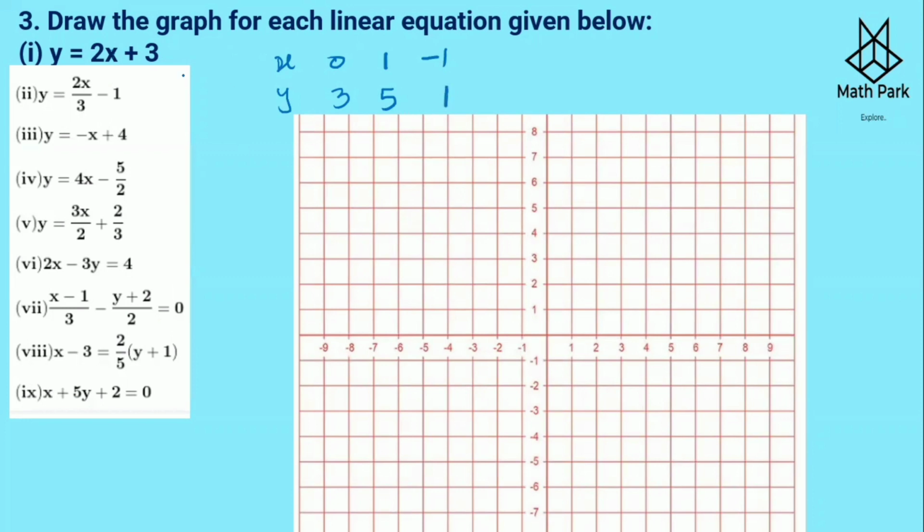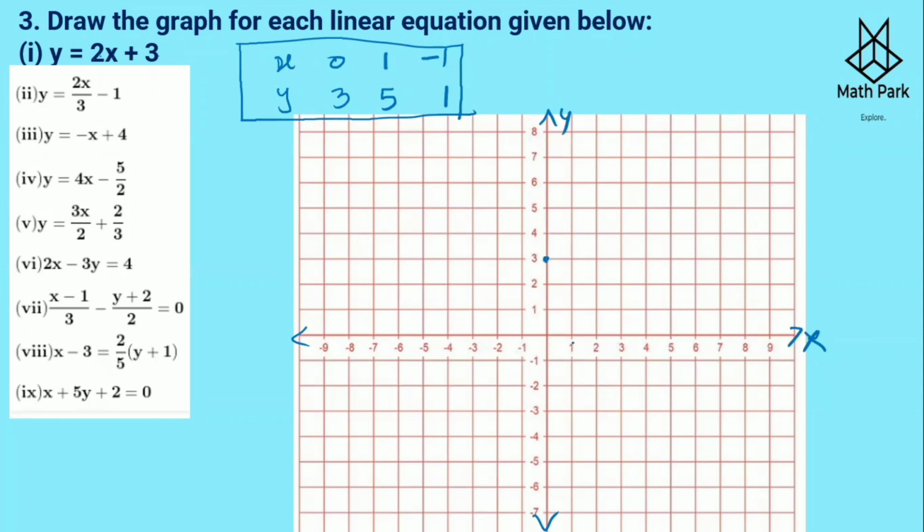So we are getting this point. Minus 1 into 2 is minus 2 and minus 2 plus 3 is 1. So these 3 points are enough. So we are doing the first one. So our point is 0, 3. So this is your x-axis and this is your y-axis. Draw that properly in your graph book. And 0, 3. So x is 0 and y is 3. This is the point 0, 3.